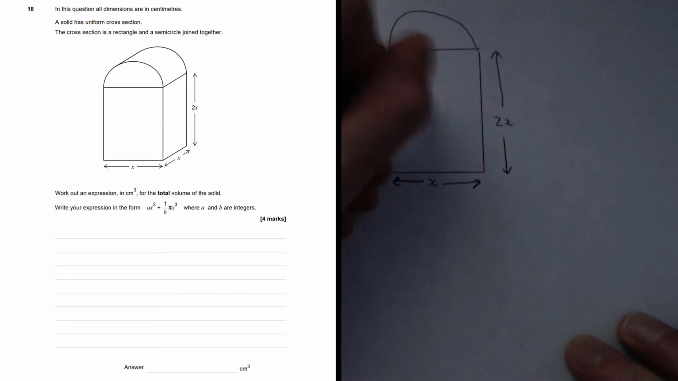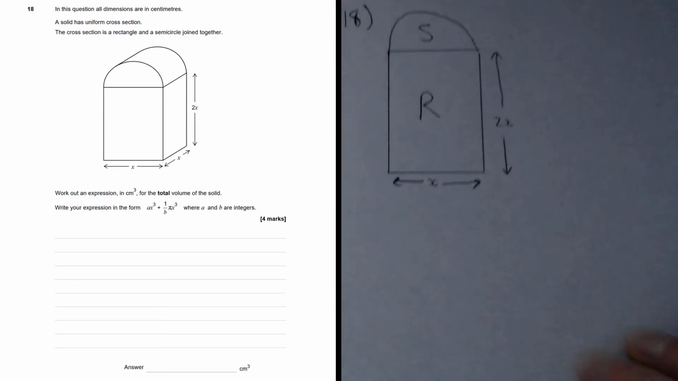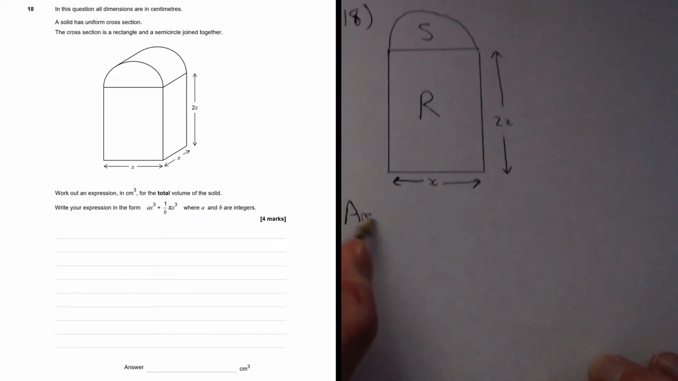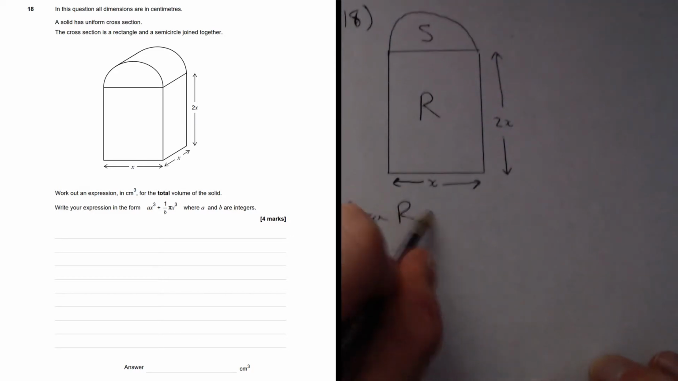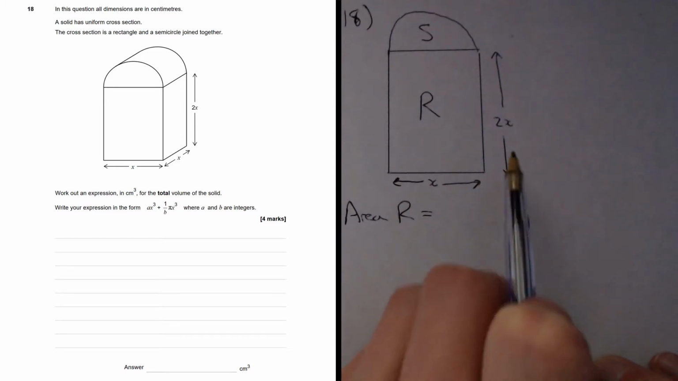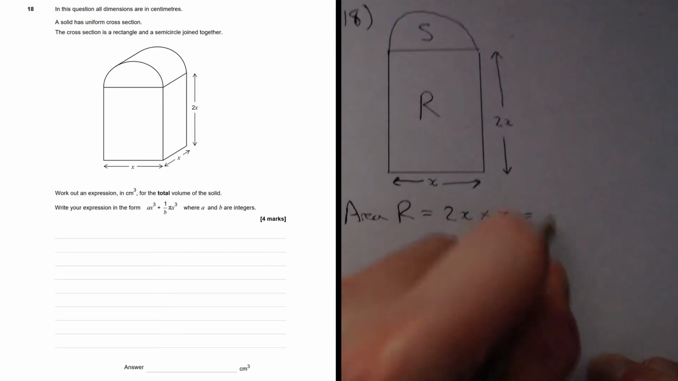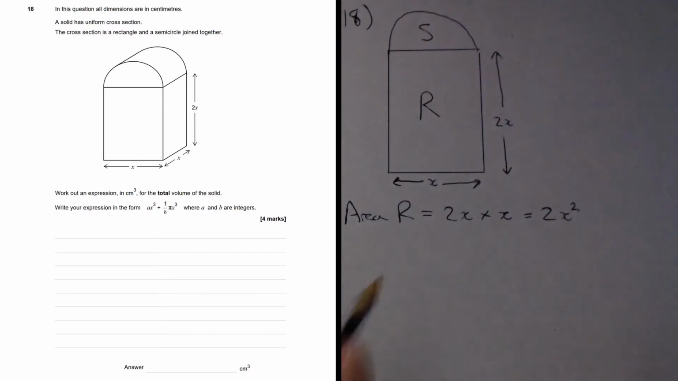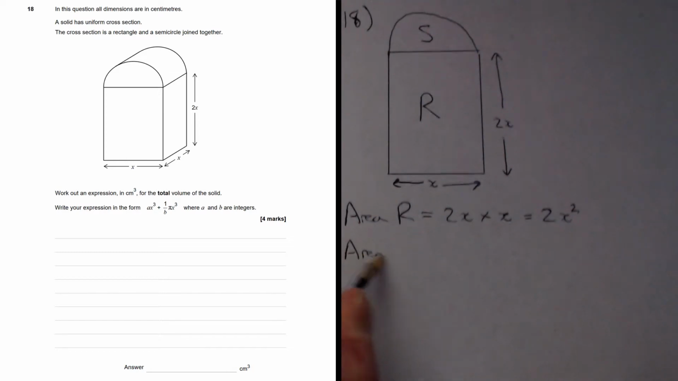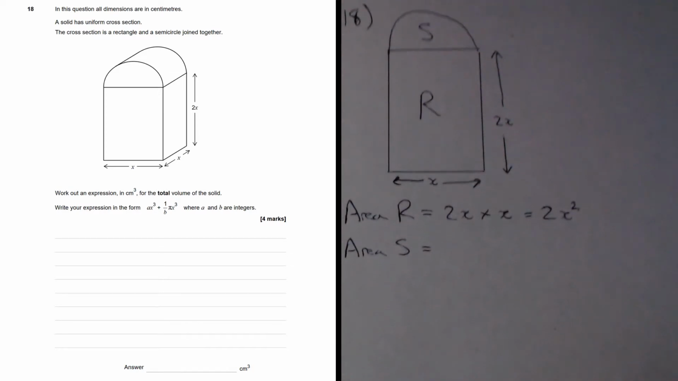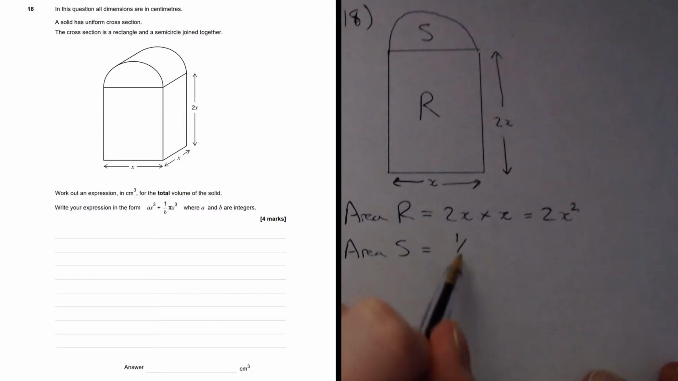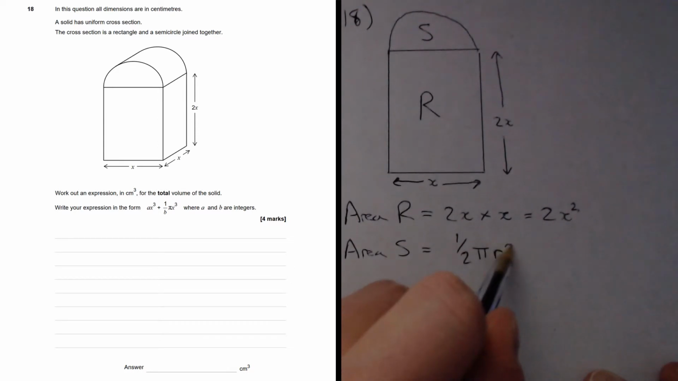So we've got a rectangle here, and then we've got a semicircle at the top. So what's the area of the rectangle? Well, that's going to be the width times the length. So it's going to be 2x times x, which is 2x squared. What about the area of the semicircle? Well, it's going to be half the area of a circle, and the formula for that is going to be half pi r squared.